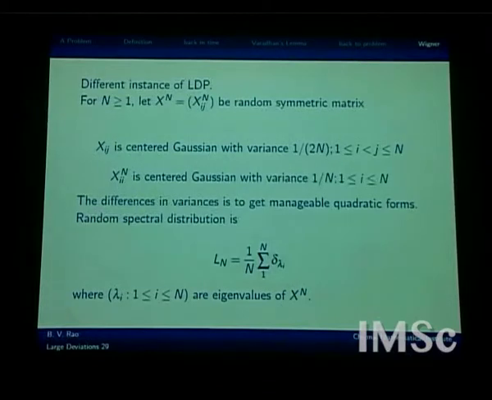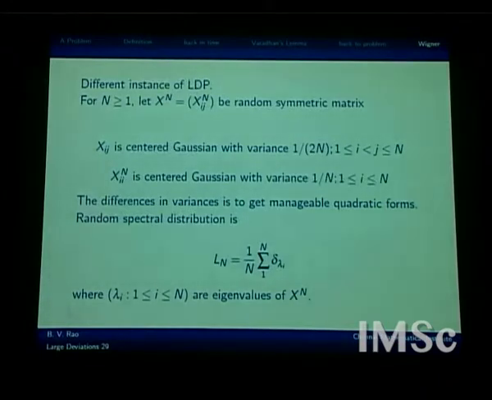Look at the random spectral distribution. What is that? I have a matrix whose entries are random variables. Therefore, if I fix a point omega in my sample space, I have a matrix of numbers. This is a symmetric matrix. So, calculate the eigenvalues and put mass 1 by n at each eigenvalue. That is the probability mu n.